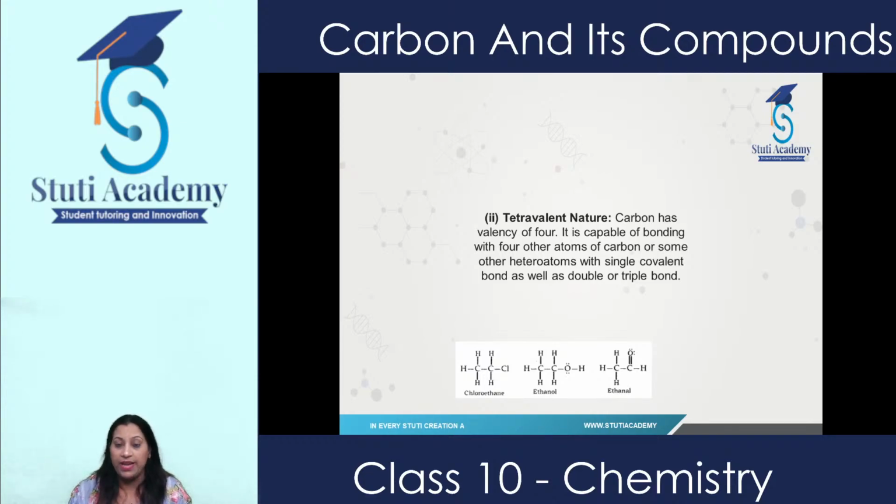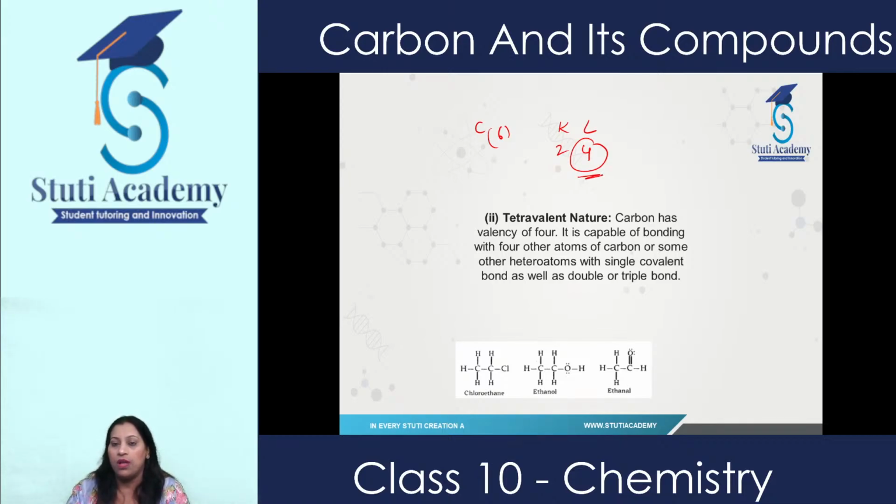Now the next property is tetravalent nature. Tetravalent nature means, if we are saying carbon's atomic number is 6, now write down in the comment box what is the electronic configuration of carbon. If you know the answer, write it in the comment section. It is 2, 4. It means it has 4 electrons in its outermost shell, and it is known as tetravalent.